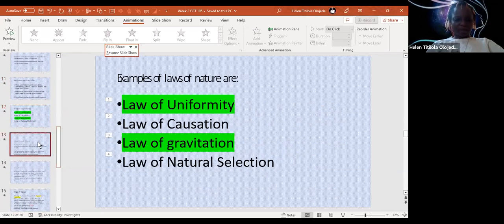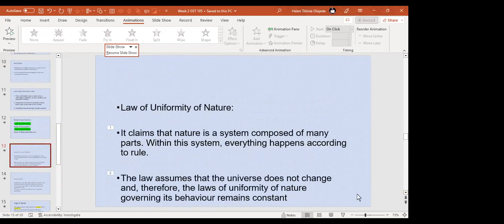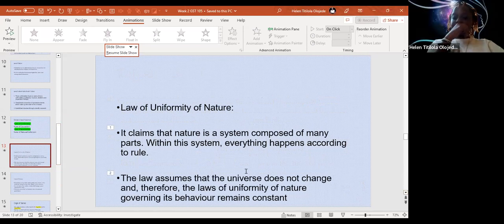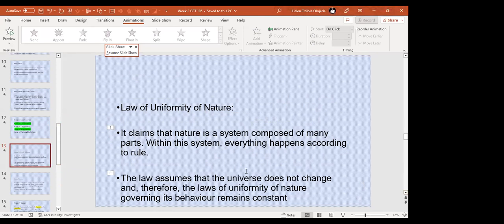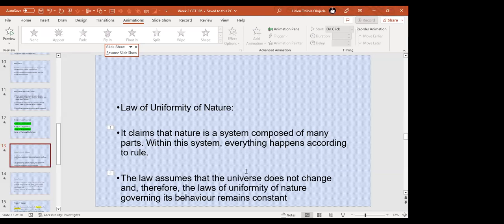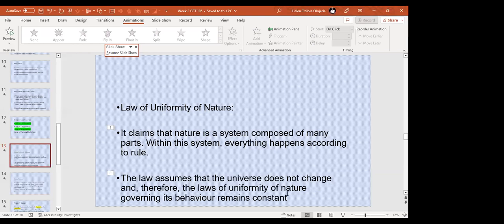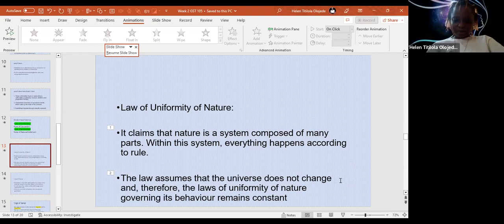Law of uniformity. So for the law of uniformity, what it claims is that, can you see it? Yes, I can see. In nature, nature comprises many different parts, like we have in the universe. There are many parts in the universe. Within this system, everything happens according to rule. There is a certain order or harmony found there, which pertains to some regulation. The law assumes that the universe doesn't change. There is some kind of constancy found in nature, so the laws governing its behavior are quite constant. It remains constant. That's basically what it means.